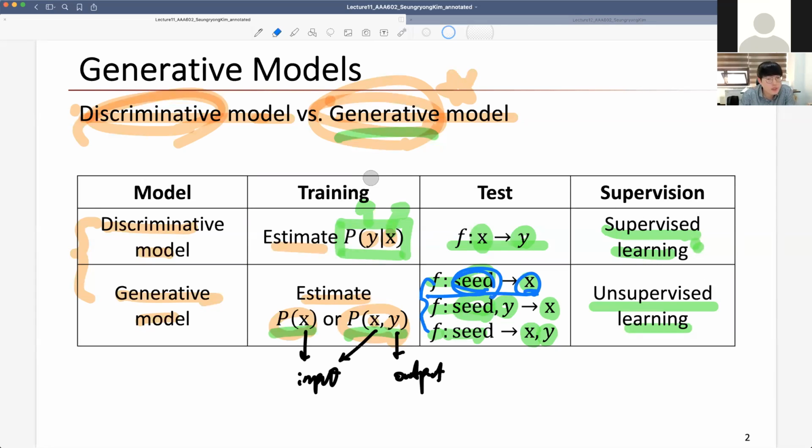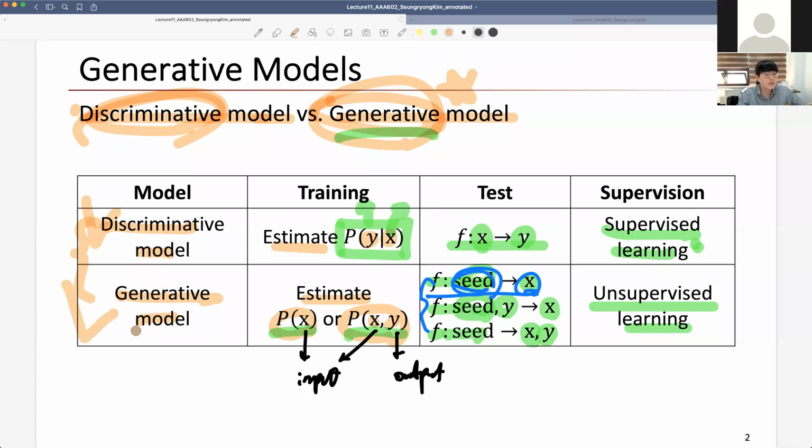In the training phase, the discriminative model attempts to estimate the probability of y given x. So it's going to be the conditional probability of the output y. At test time, the discriminative model tries to estimate the output y given input x. So it's going to be supervised learning. So far we discussed this kind of model in this lecture, right?